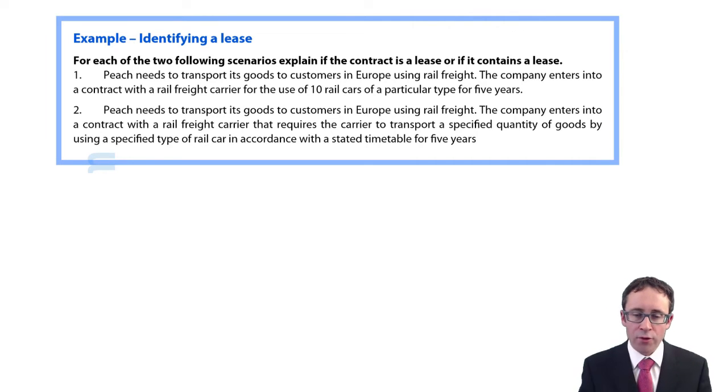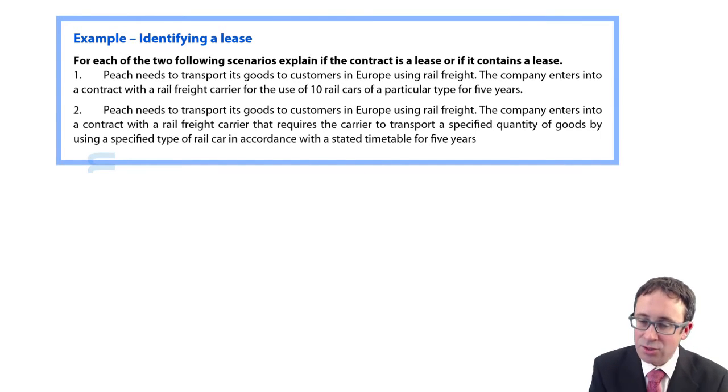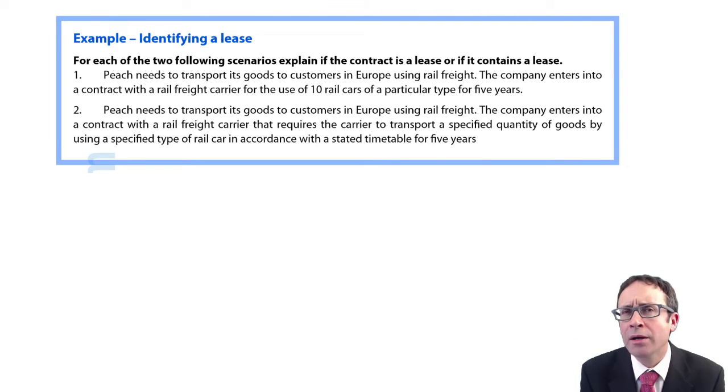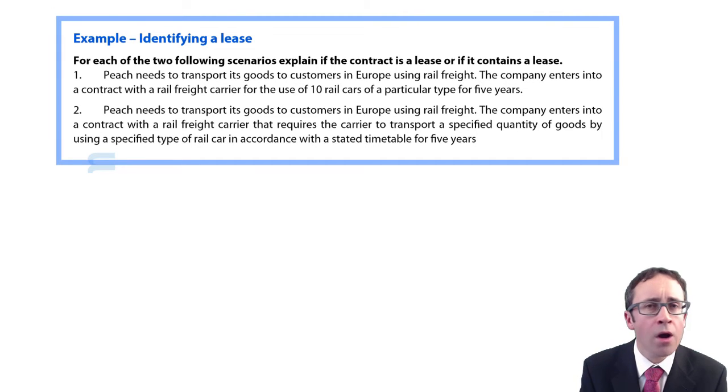Okay, so what have we got? It says there, explain for each of the two following scenarios if the contract is a lease or if it contains a lease. Okay, so is there a lease? Yes or no? Okay, so number one, question, was there a lease? Yes or no? Hands up, yes. Okay, good few of you. Hands up, no. Hands up, unsure.